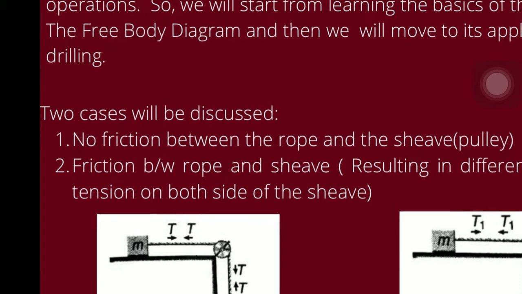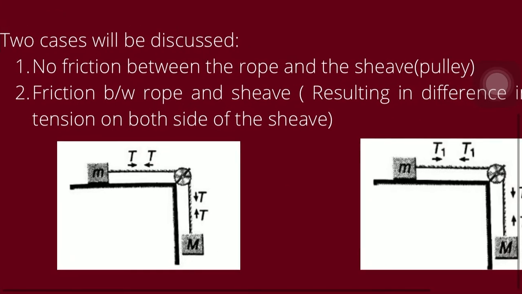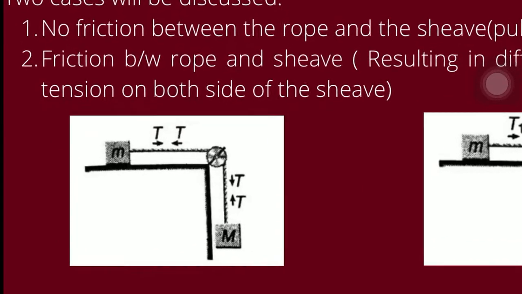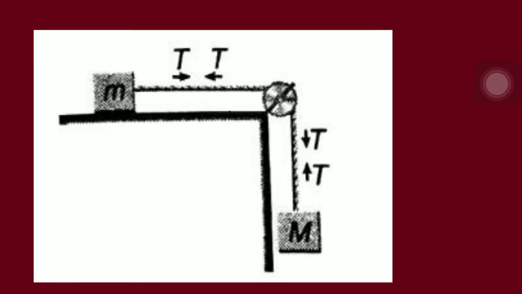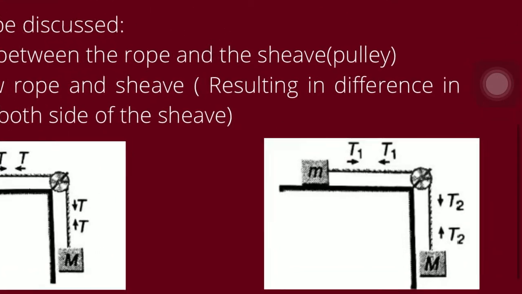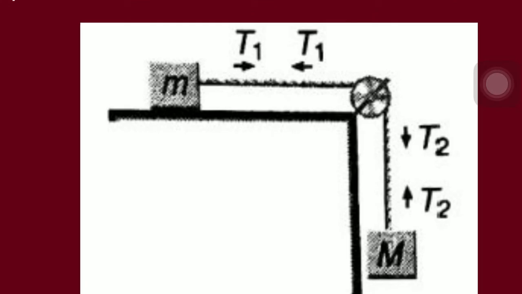So two cases arise in calculation related to pulley system. The first one, when there is no friction between the rope and the sheave. As you can see in this figure, when there is no friction present between the rope and the sheave, the tension at every point will remain the same. The tension on both sides will remain the same, T. And the second case, when there is friction between the rope and the sheave, as you can see here, the tensions at both sides will be different. Here on the left side it is T1 and on the right side it is T2.